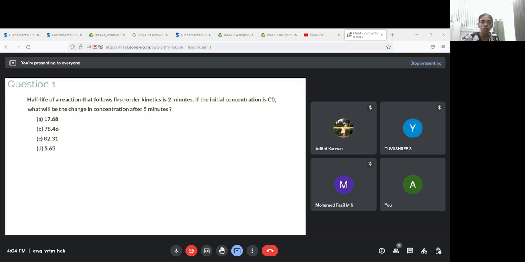Question 1: the half-life of a reaction that follows first order kinetics is 2 minutes. If the initial concentration is C naught, what will be the change in concentration after 5 minutes? What is known as the half-life of a reaction? The time taken for a reactant to reduce to half of its initial concentration. Yeah. So for a first order kinetics, what is the rate proportional to?